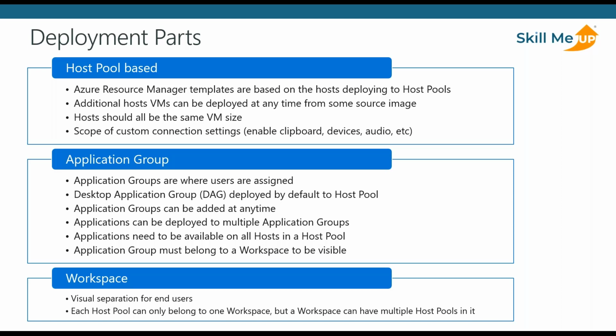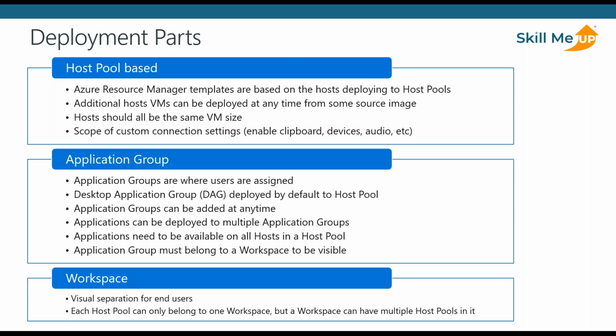They should all be the same size. And again, like I said, you can change the size, but you should change them all at once. You shouldn't necessarily have just this one size and the other two not. You'll run into scaling issues. You'll run into people having poor performance one way or the other. They all need to be the same size within a host pool, but they can be changed. In the scope of custom settings, if you want to enable things like clipboard, devices, special audio settings, all that's at the host pool level. That's not done any lower, on individual machines or connections. It's all done at the host pool level.